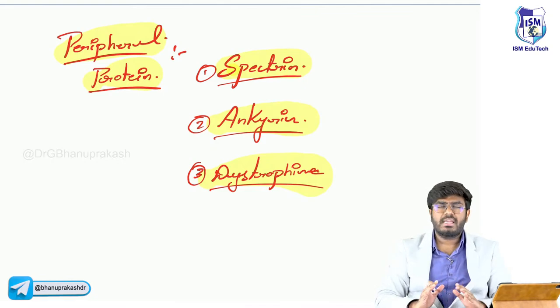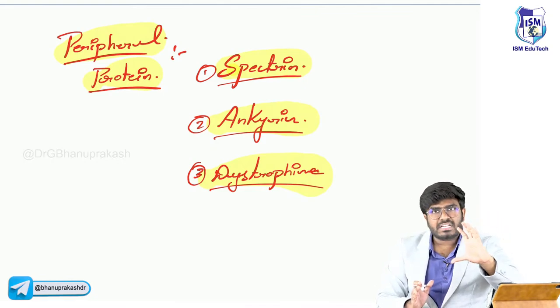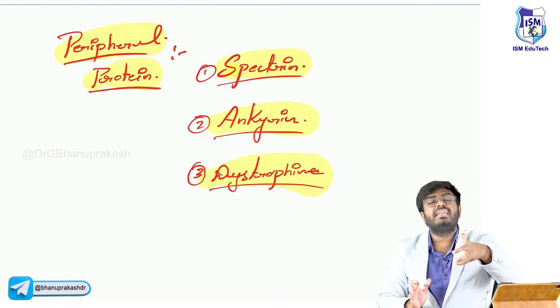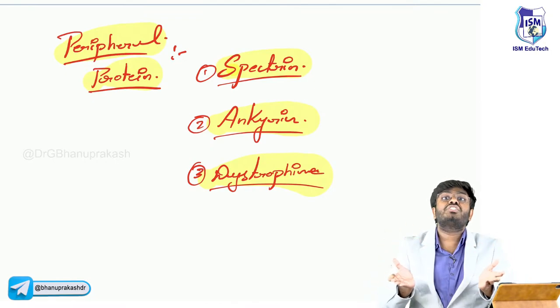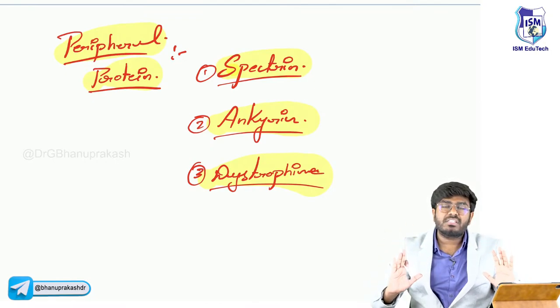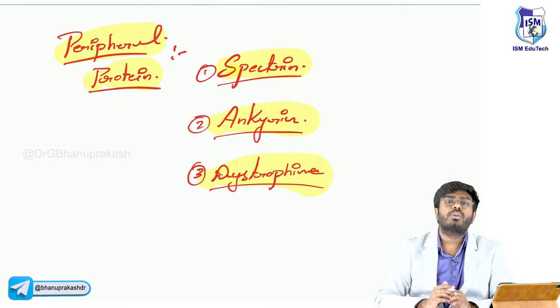They are all peripheral proteins, which means either they are attached outside the cell membrane, or they are attached inside the cell membrane. What is the function? They give the cell shape and structure. They maintain the cell shape and structure. The tensile strength of the cell membrane is given by these proteins.